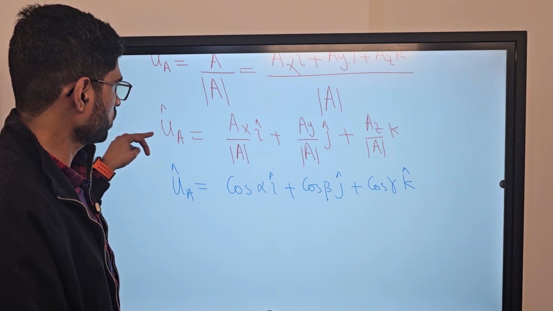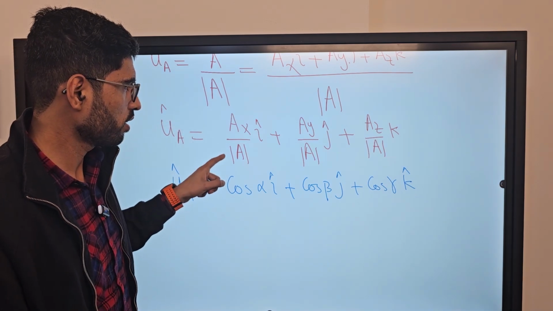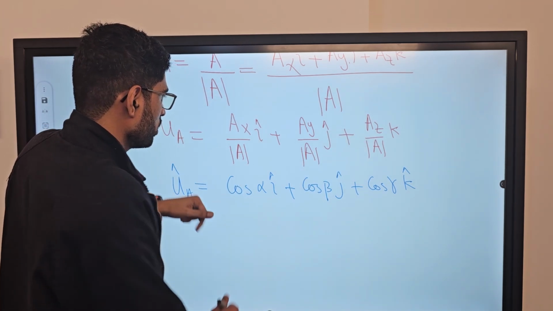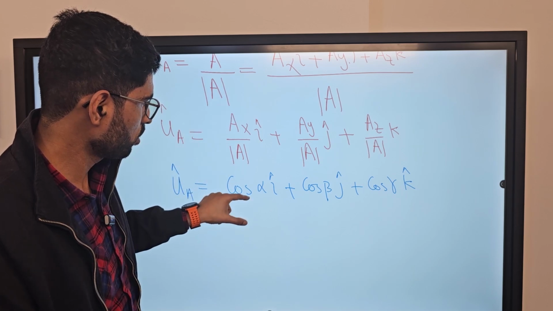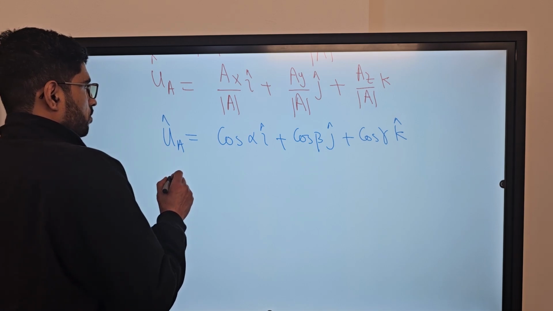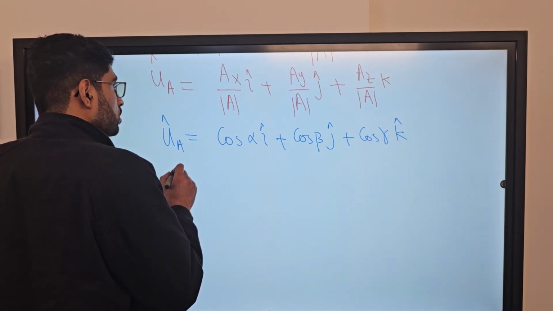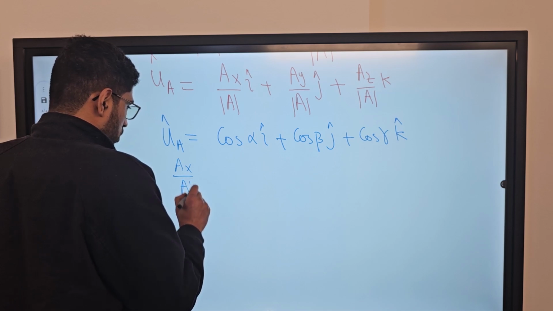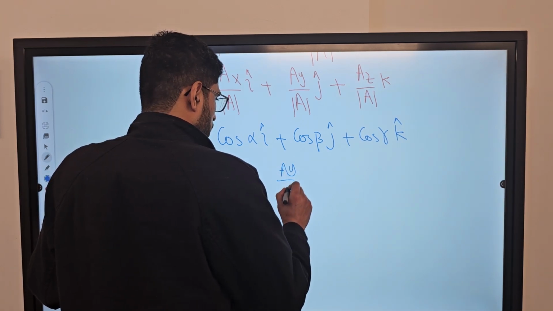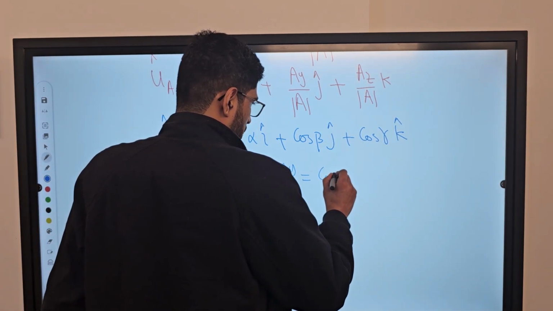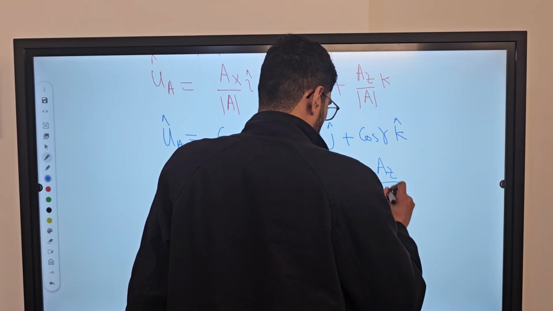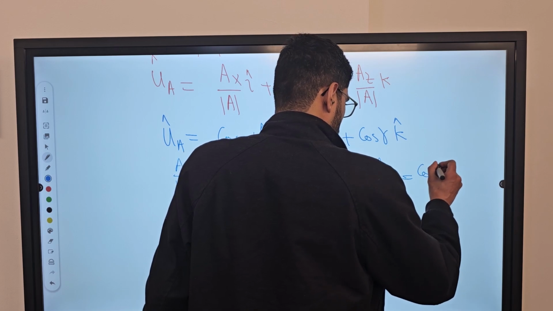So this is the unit vector in terms of ax over magnitude a, ay over magnitude a, az over magnitude a. If we compare both of these, then we can say that this ratio is equal to cos of alpha. So we can say that ax divided by a magnitude is equal to cos of alpha, ay divided by a magnitude is equal to cos of beta, and az divided by a is equal to cos of gamma.